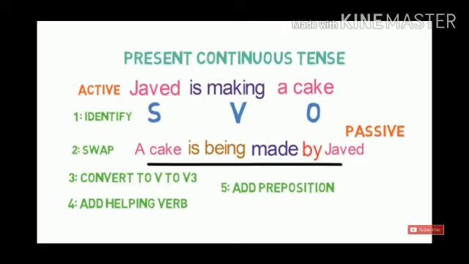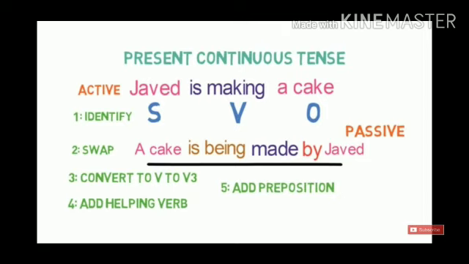Now, third step, we need to convert the verb into the third form, that is past participle. So making changes to made. Step 4, we need to add the helping verb, that is the be verb. We add here is being. Then the fifth step is to make the sentence meaningful. We need to add the preposition by before the subject. Then the sentence is: a cake is being made by Javed.